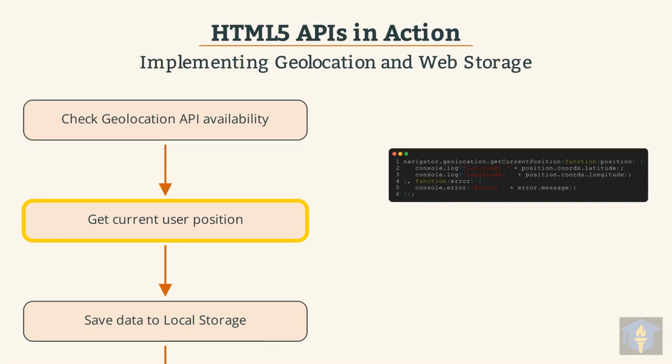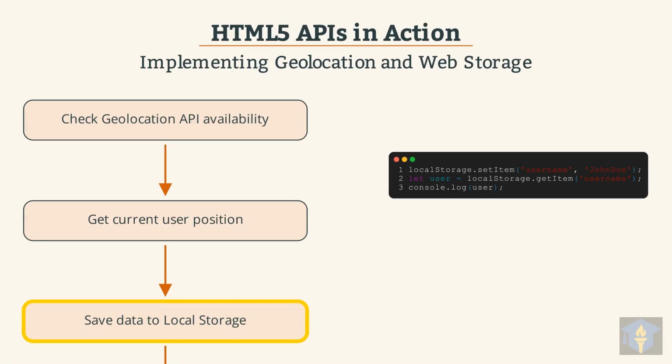Once available, we can then proceed to retrieve the current geographical position of the user. This JavaScript code shows how to use getCurrentPosition to obtain the user's latitude and longitude coordinates, handling potential errors.